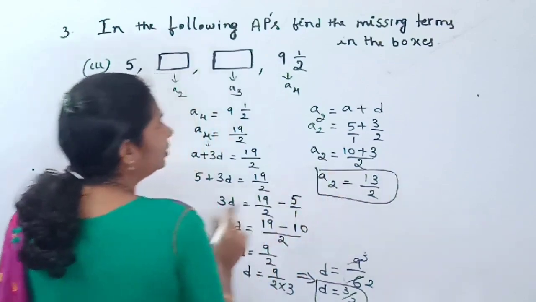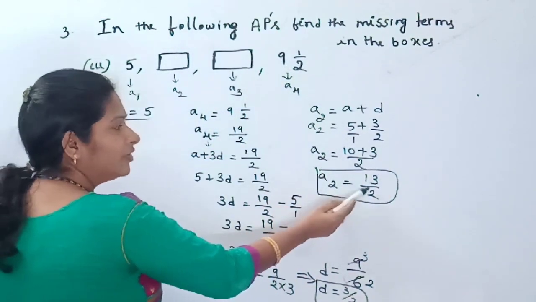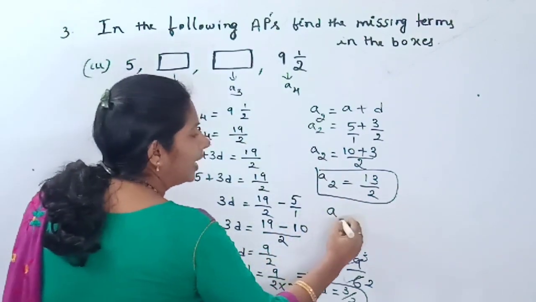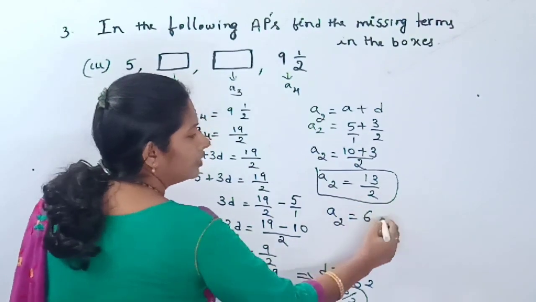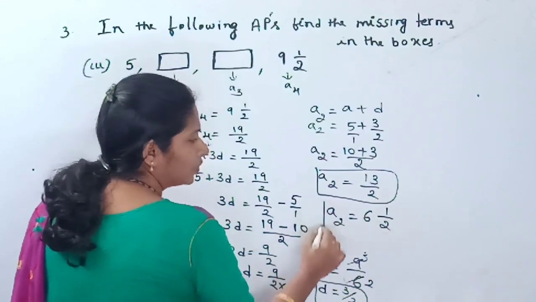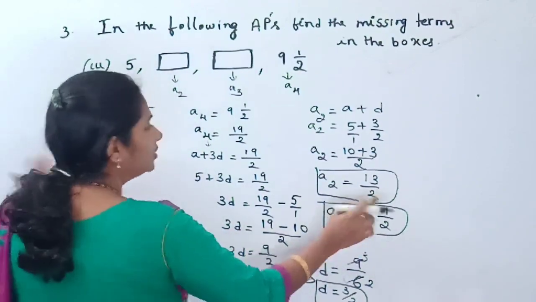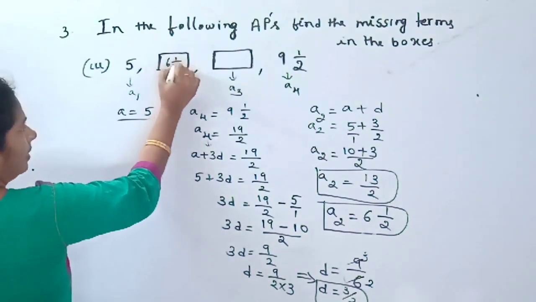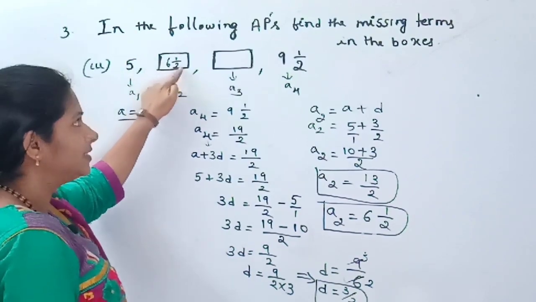Got it? Now you see, children, the fourth term is in mixed form. So better convert this 13 by 2 also into mixed form. So A2 value, let me write it in mixed form. 2 6s are 12, so 1 is the remainder. Write 2 as it is. So what is the mixed form of 13 by 2? It is 6 and half. So please put this 6 and half in the box, write it in your second place. Got it? The second term is now 6 and half.